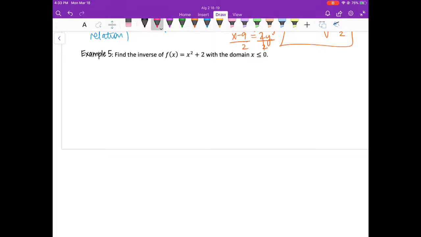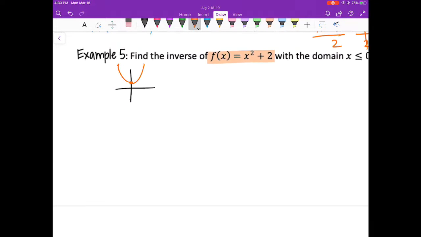Okay, and then lastly, in example 5, we are asked to find the inverse of f of x equals x squared plus 2, but then they say with the domain, x is less than or equal to 0. Well, let's think about what f of x equals x squared plus 2 would look like. That's a parabola that opens up whose y-intercept is at 2. Well, we just learned about our horizontal line test. So what we notice about this guy is that it would fail pretty much anywhere you draw it, right?